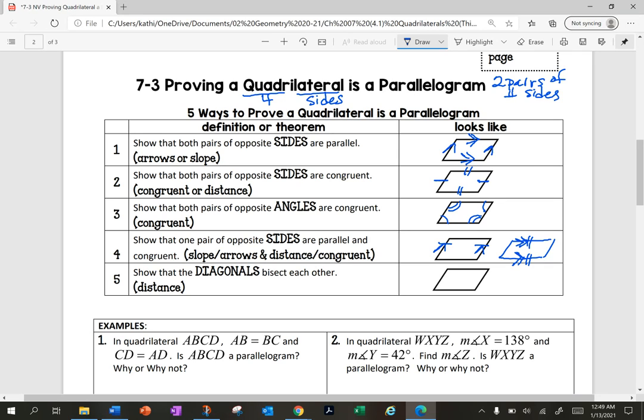Or I could show that the diagonals bisect each other. The diagonals connect non-consecutive vertices, and I can show that they're bisected by showing these 2 segments are congruent and these 2 segments are congruent, but not necessarily congruent with each other.